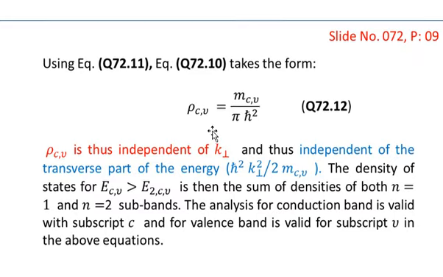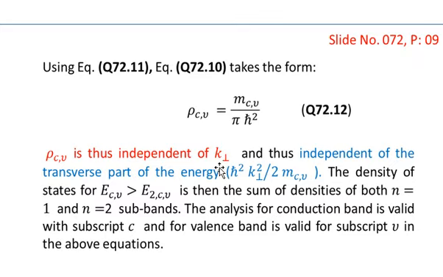You see that rho Cv is thus independent of k perpendicular, and thus independent of the transverse part of the energy, which is represented by h bar square k perpendicular square over 2 mCv. So this density of states is independent of k perpendicular. The density of states for energy greater than the energy of state 2, either in the conduction band or in the valence band, is then the sum of the densities of both n equal to 1 and n equal to 2 sub bands.